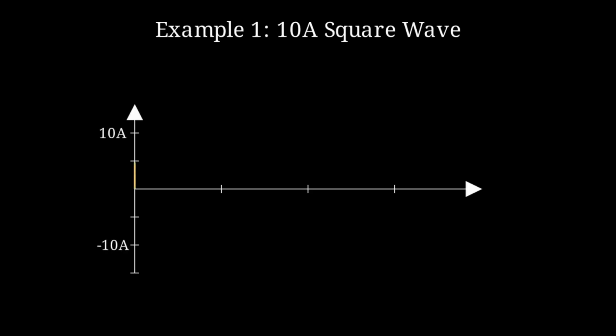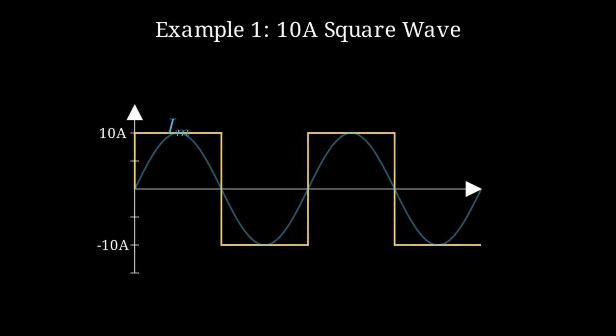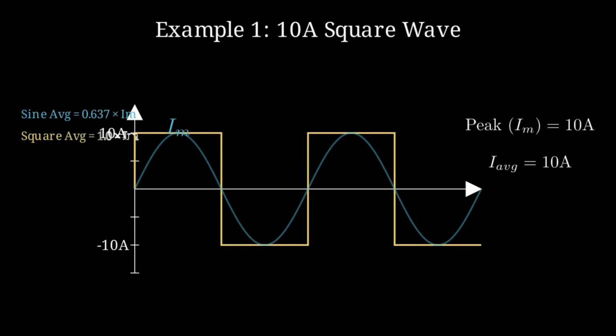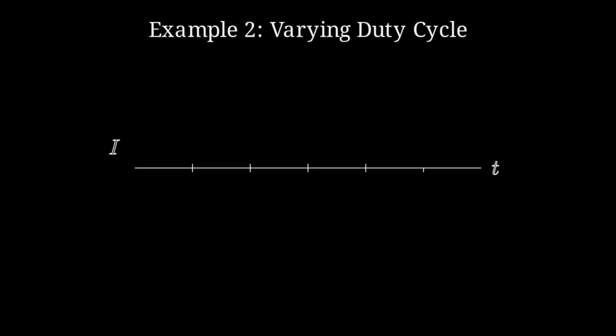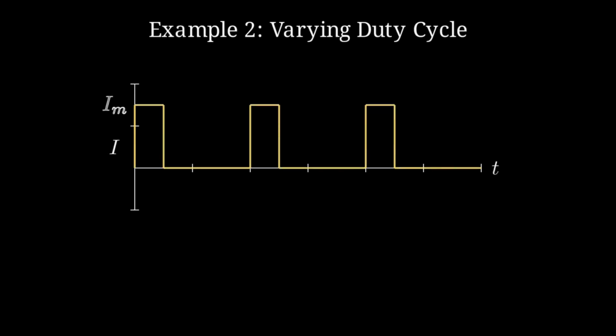Let's look at a practical example. If you have a square wave alternating between 10 amps and minus 10 amps, the average value for the positive half cycle is simply 10 amps. No complex integration is required. If the wave is not a perfect 50/50 square wave, we introduce the duty cycle. The average value then becomes the peak current multiplied by the percentage of time the signal is on or positive.